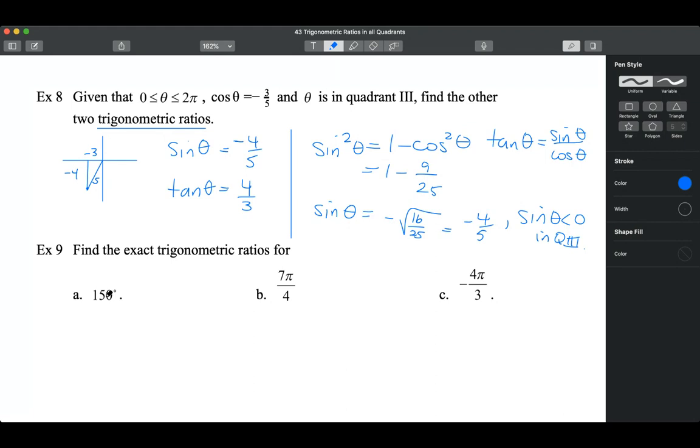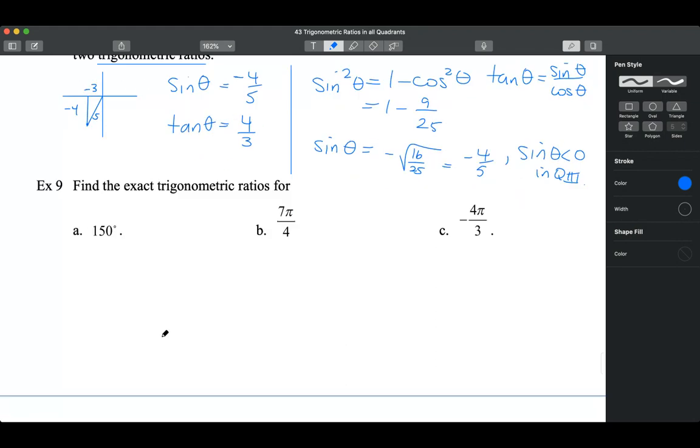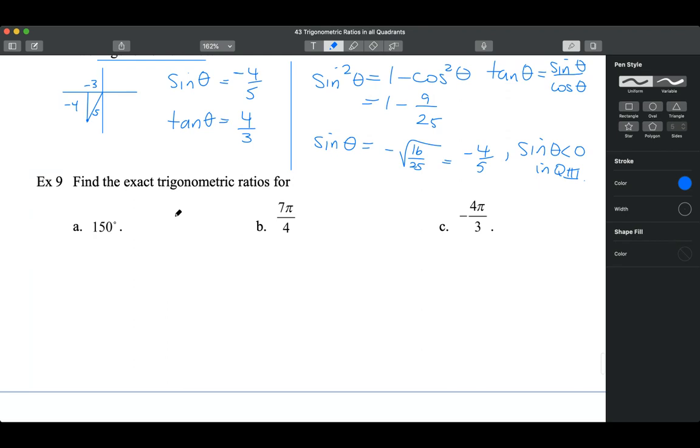Sometimes, though, you're going to be asked to find exact trig ratios for angles, and those are going to be ones that are built on our special angles. So 150 degrees, well, 150 degrees is here. That's an angle that has a reference angle of 30 degrees. If my reference angle is 30, I know that sine theta is going to be 1/2. Cosine theta, normally I would say is √3 over 2, but 150 degrees is in quadrant 2. So I'm going to say -√3 over 2.